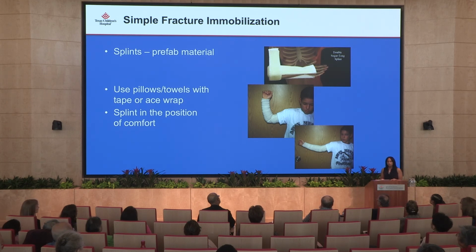If you're out on the field or don't have access to prefab materials, you can use pillows and towels, ACE wraps and tape just to temporarily stabilize them until they can get to another facility, if you don't have that material available to you. Again, there's no need to do a reduction, just splint them in whatever position they're comfortable in. And then that prevents any further injury to the area and also makes them more comfortable for transport.